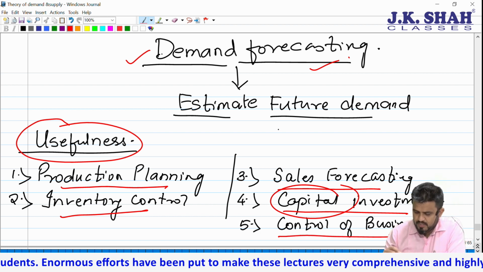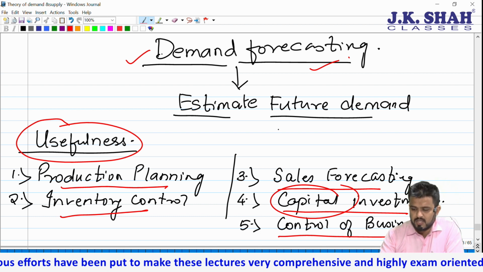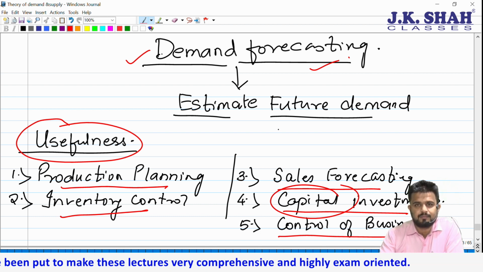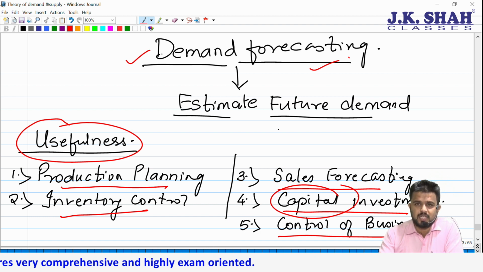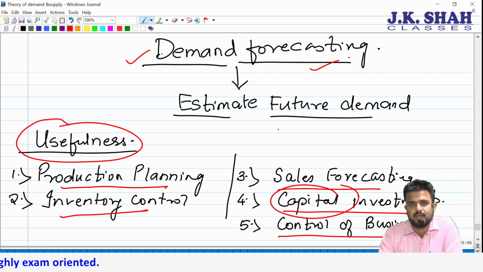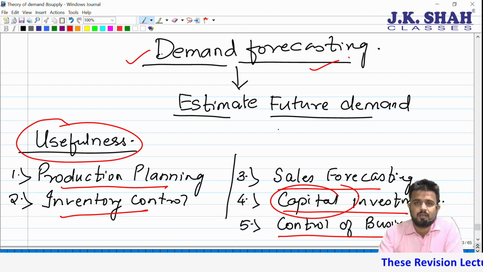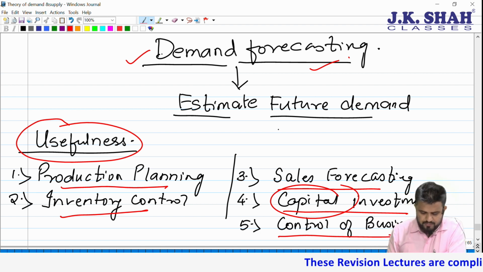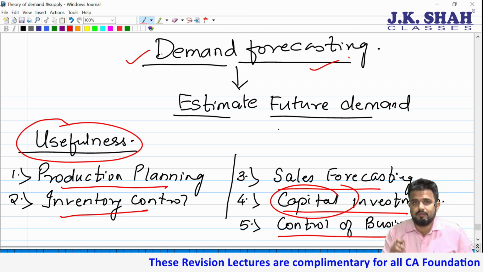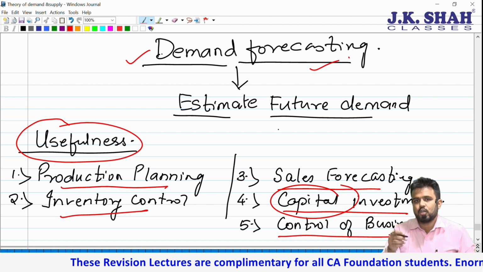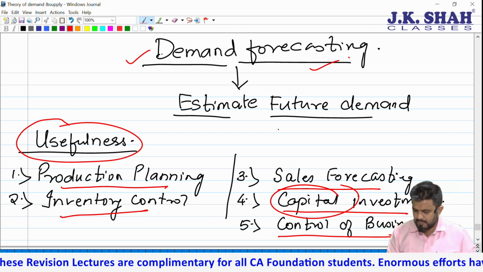Next is it helps in control of business. So today if you plan how much quantity of certain things will be needed, staff will be needed, how much resources will be needed, it will actually help in controlling the budget of the business. So 5 things: production planning, inventory control, sales forecasting, capital investment, and last is your control of business.